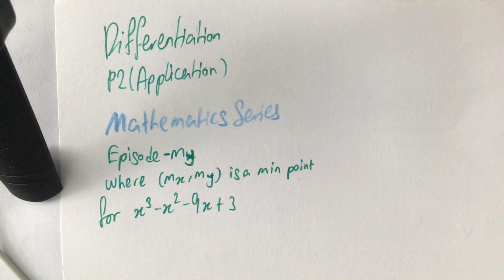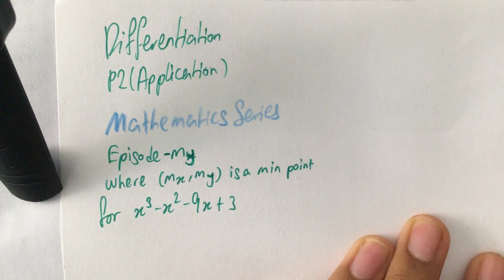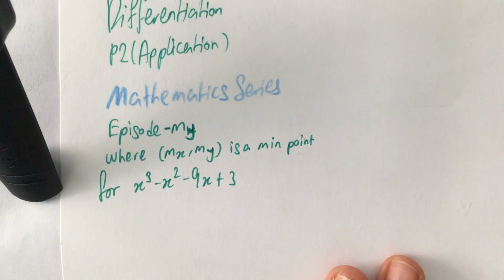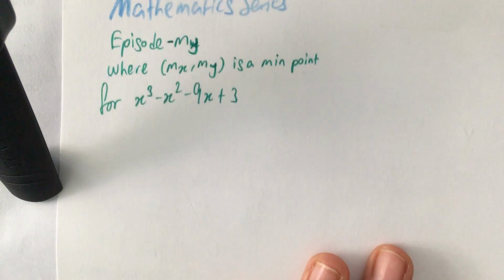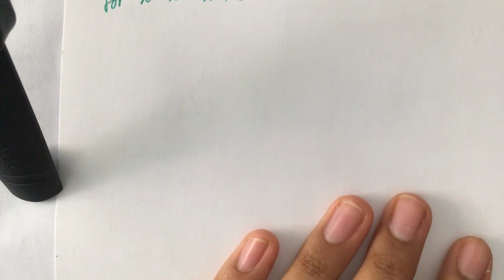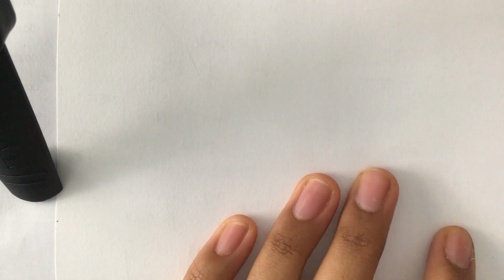This is part 2 of our differentiation topic, and in this part we will cover finding maximum and minimum points and also how to use your GC and application questions. So let's get started.